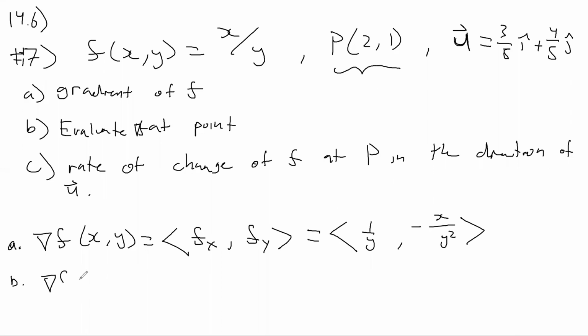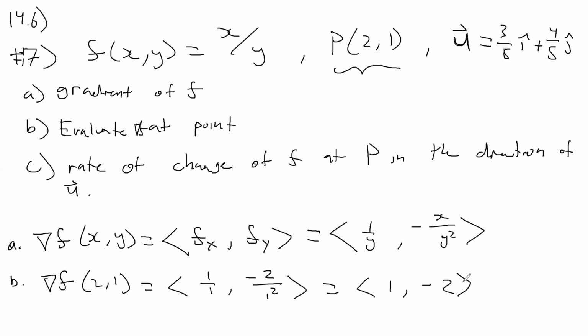So the gradient vector at (2, 1) is 1 over 1, negative 2 over 1 squared, which is the same thing as (1, negative 2). All right, so that's part B. A and B are pretty straightforward. Now let's look at part C.